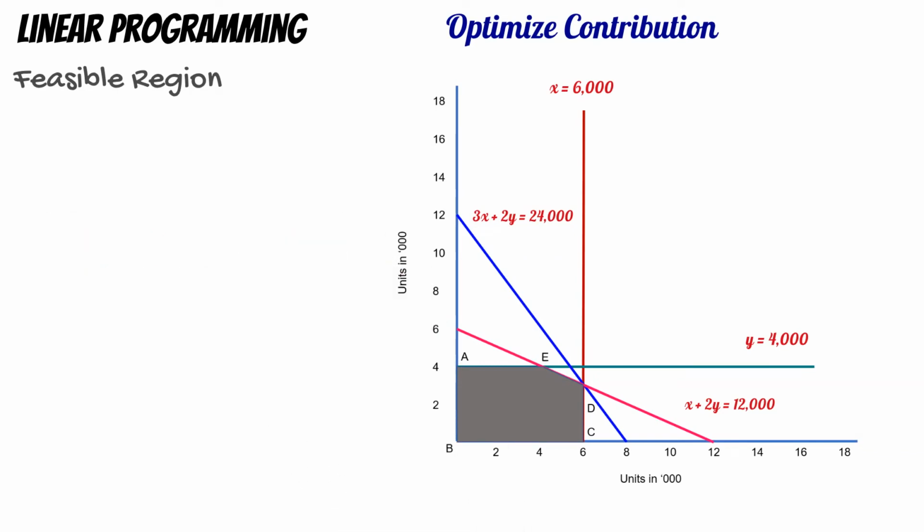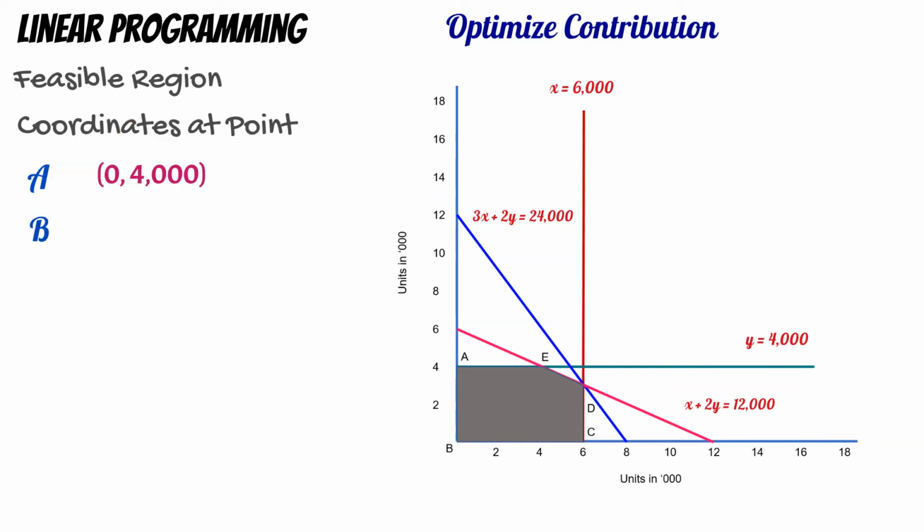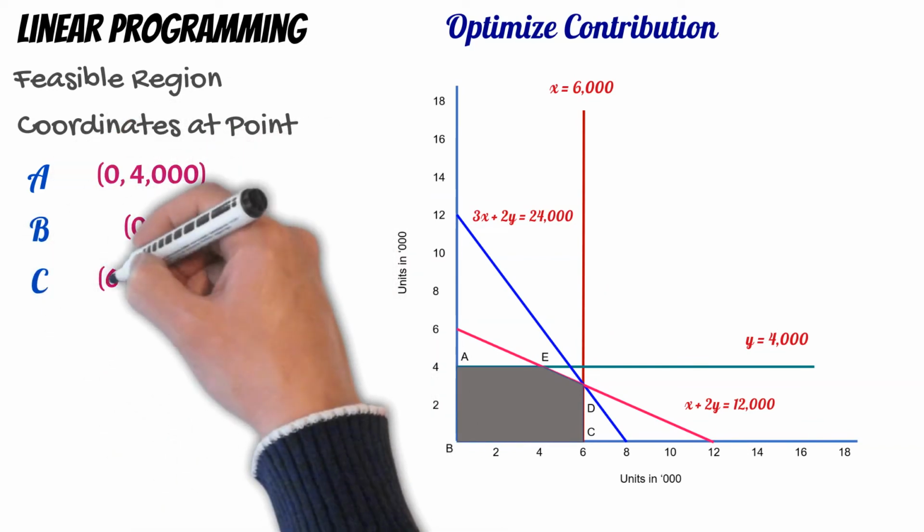After that, you find the coordinates for each corner of the feasible region. For A, it's 0 and 4,000. For B, it's 0 and 0. For C, it's 6,000 and 0.